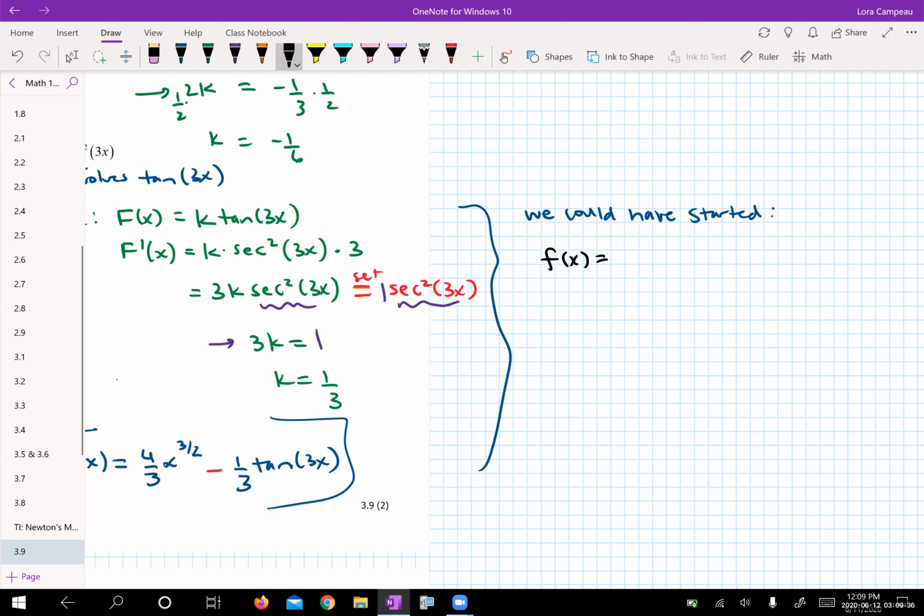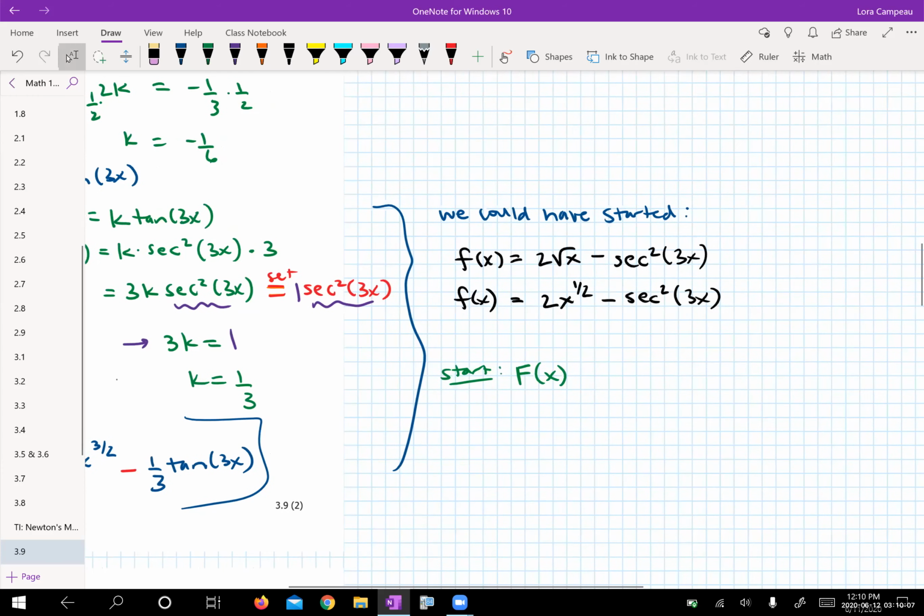It was originally equal to 2 root x minus secant squared 3x. And of course, if you preferred to rewrite it so that the radical had a rational exponent, that's completely fine. But just understanding what the starting point was. Now, if you wanted to talk about your antiderivative, you could have said, okay, well, we could just figure it out based on what we're looking at over here.